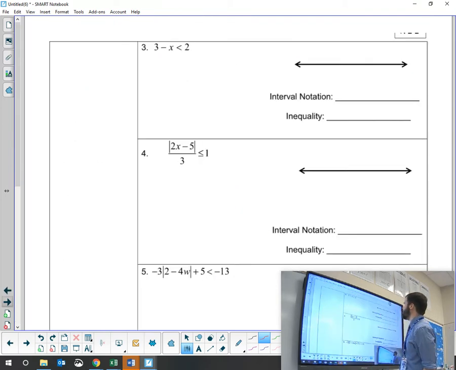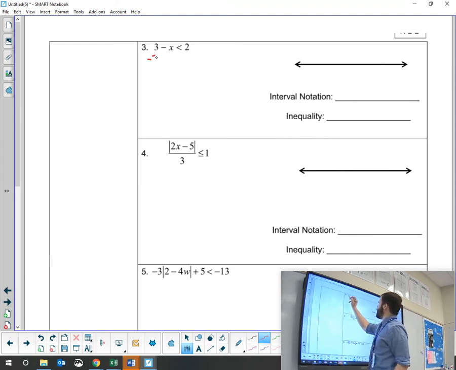And let's take a look here at number 3. So number 3, I don't even have an absolute value there. On number 3, it is just an inequality. So let's solve this. Let's go minus 3 to both sides, and we're going to get negative x is less than 2 minus 3 is negative 1. That's an ugly x. Okay.